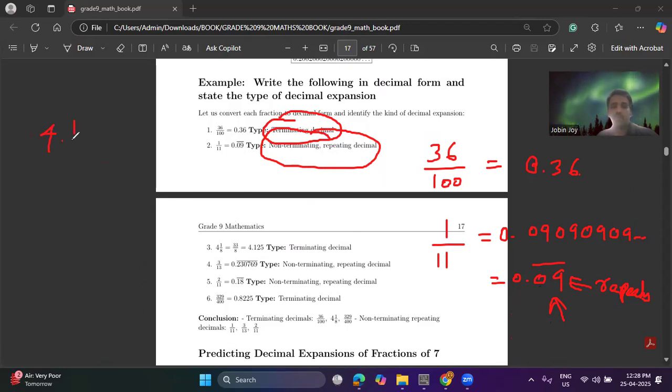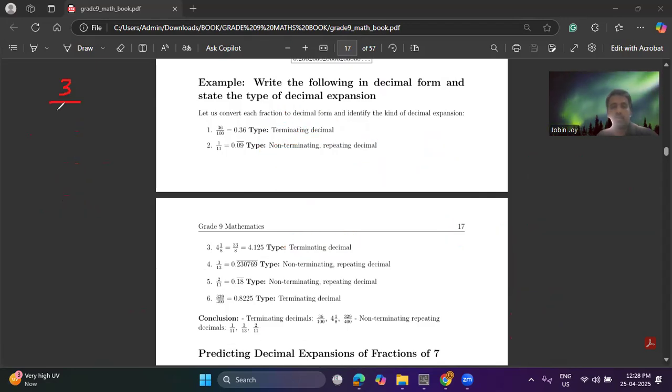Then next is 4 and 1 by 8. 4 and 1 by 8 will be equal to 33 by 8. When you divide this, you will get 4.125. Okay, that's it, 4.125. That means terminating. After 5, there is no number. So this is terminating. Then another number is 3 by 13. When you divide this, you will get 0.230769, again repeating, 230769, 230769, etc. like this.